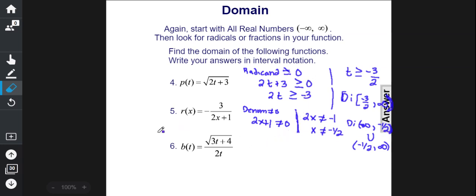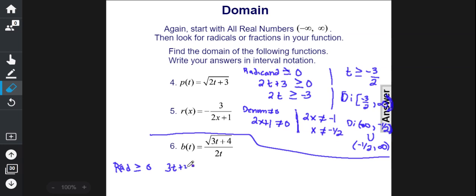For our last equation, make some room. So I'm going to check, do we have a radical? Yes, we do. So I know my radicand must be greater than or equal to 0. I'm doing some shortcuts here. So I know 3t plus 4 must be greater than or equal to 0.